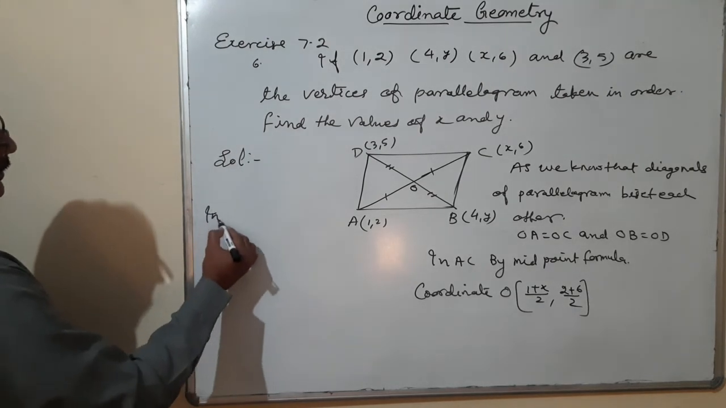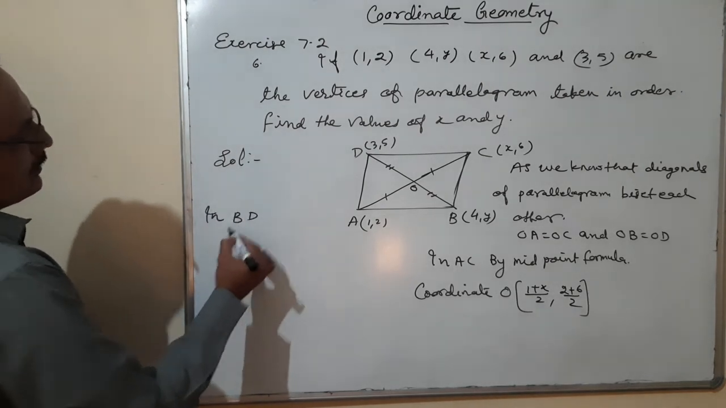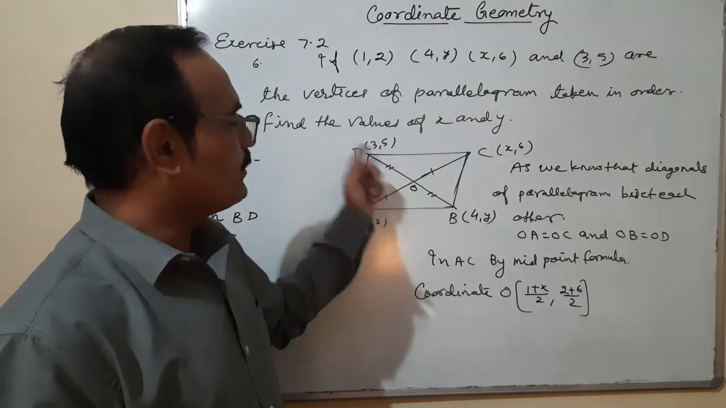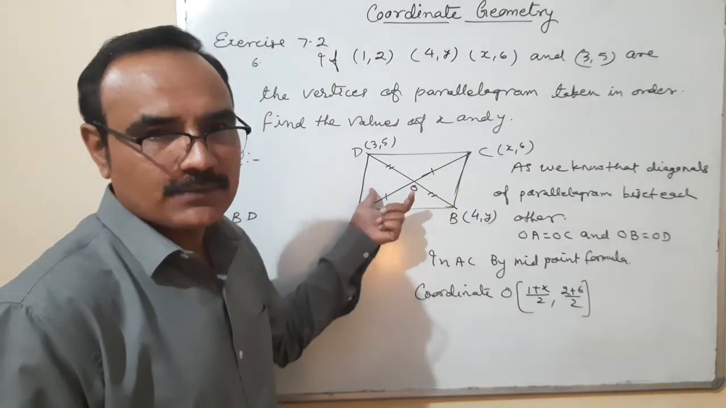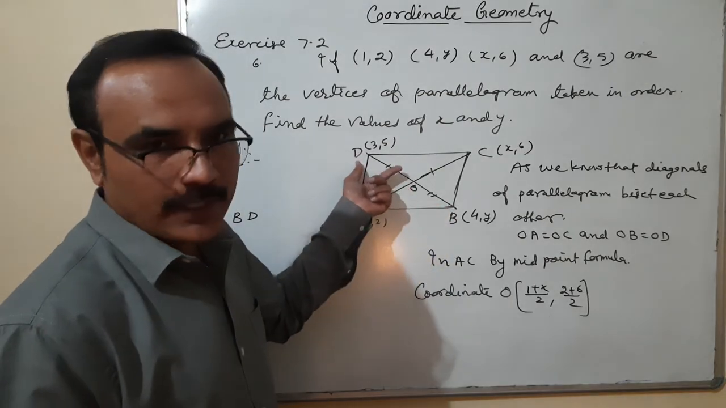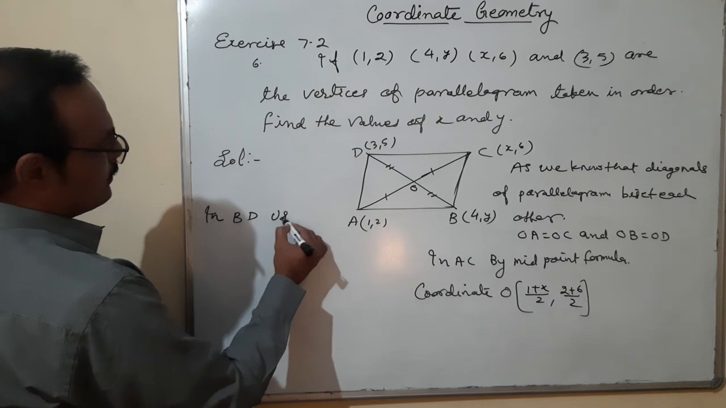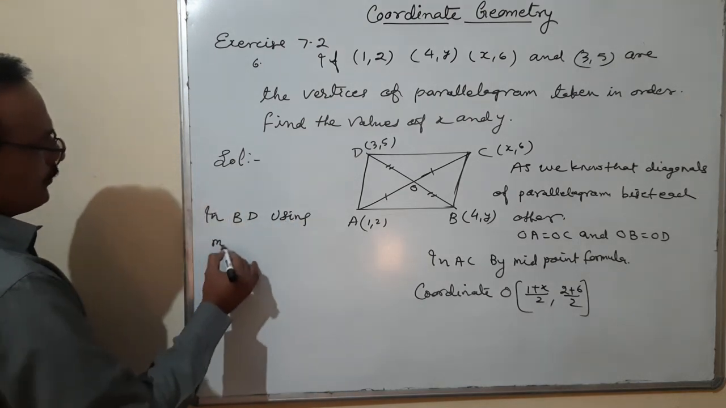In BD, first I have used the midpoint formula in AC. Second, the midpoint formula can be used in BD because BD is also the same situation, having OB equal to OD. In BD, using the midpoint formula.